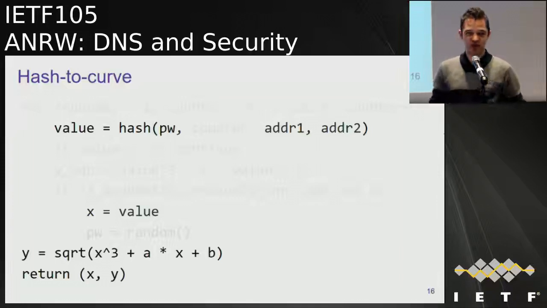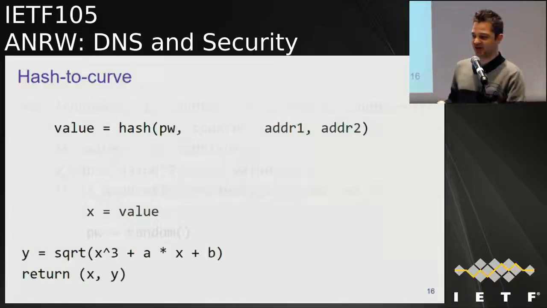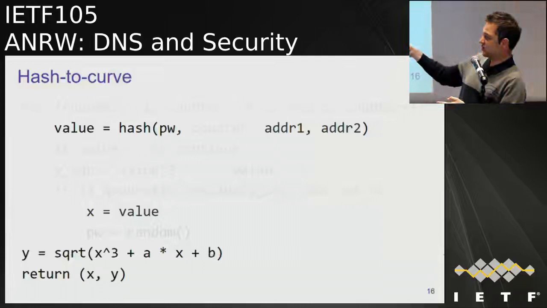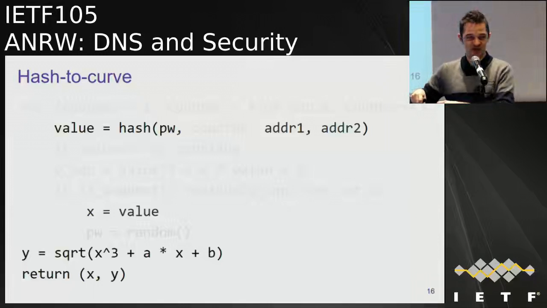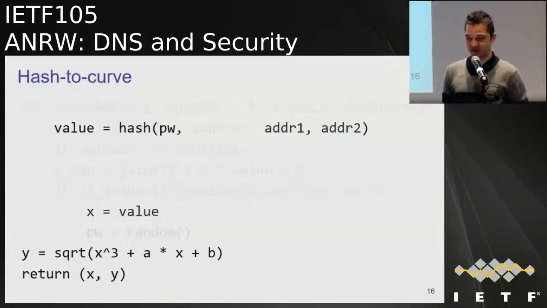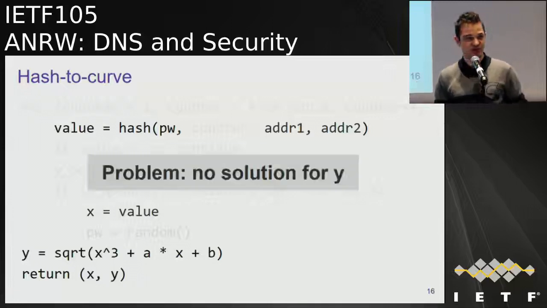So if you would want to hash a password to an elliptic curve point, a naive idea would again be to just take the password. In this case, we again combine it with the MAC addresses of the client and the access point. We take the hash output as the X value, and then we just find the corresponding Y value and use that as the elliptic curve point. But you may probably now already have one remark about this, namely, there's not always a solution for Y. So what can we do?